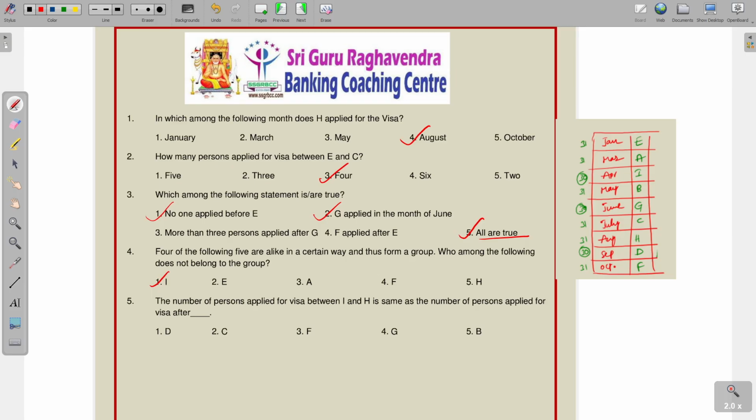Number of persons applied visa between I and H. Between I and H there are 1 2 3 persons. As the same number of persons applied after C, after C there are 3 persons. Okay, what is the answer here? Option 2 is the answer.